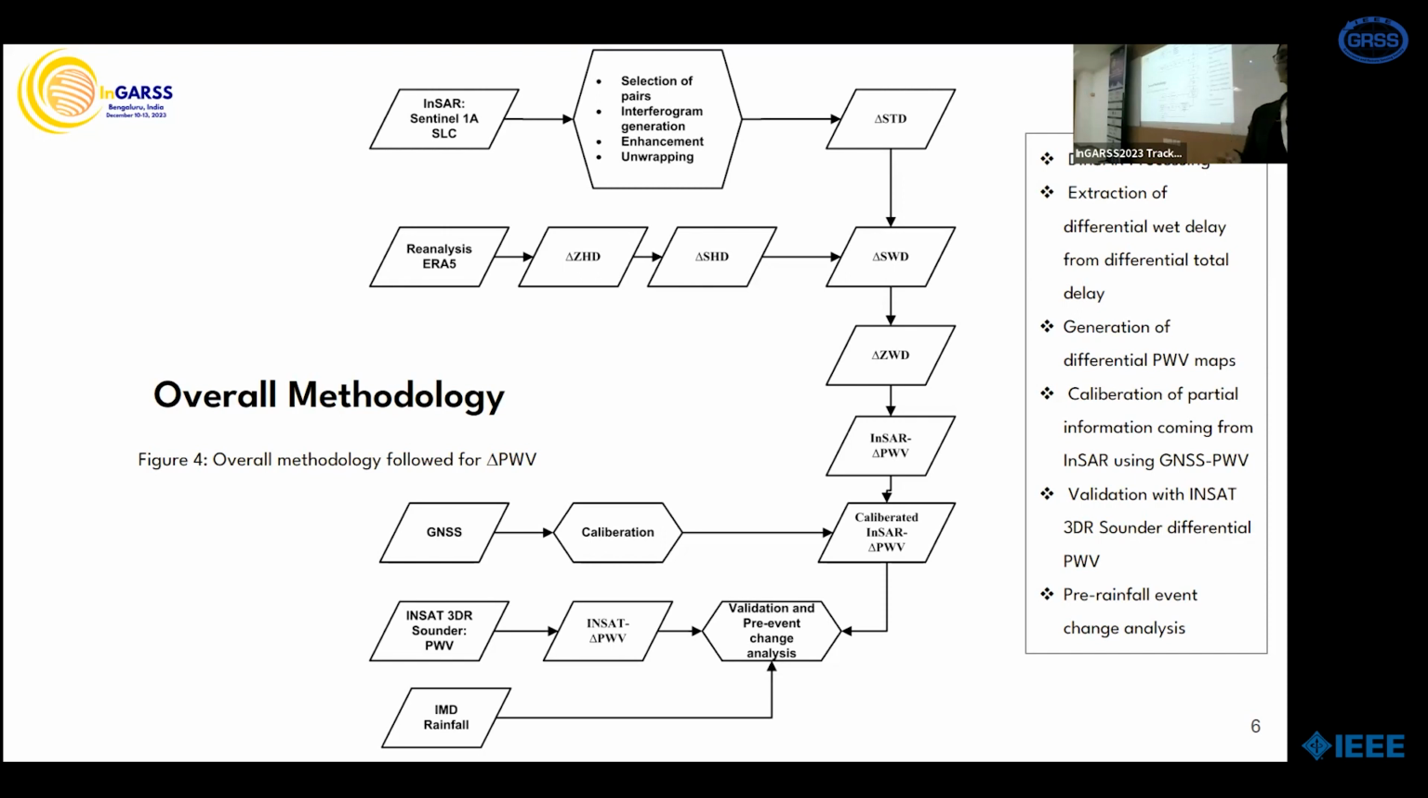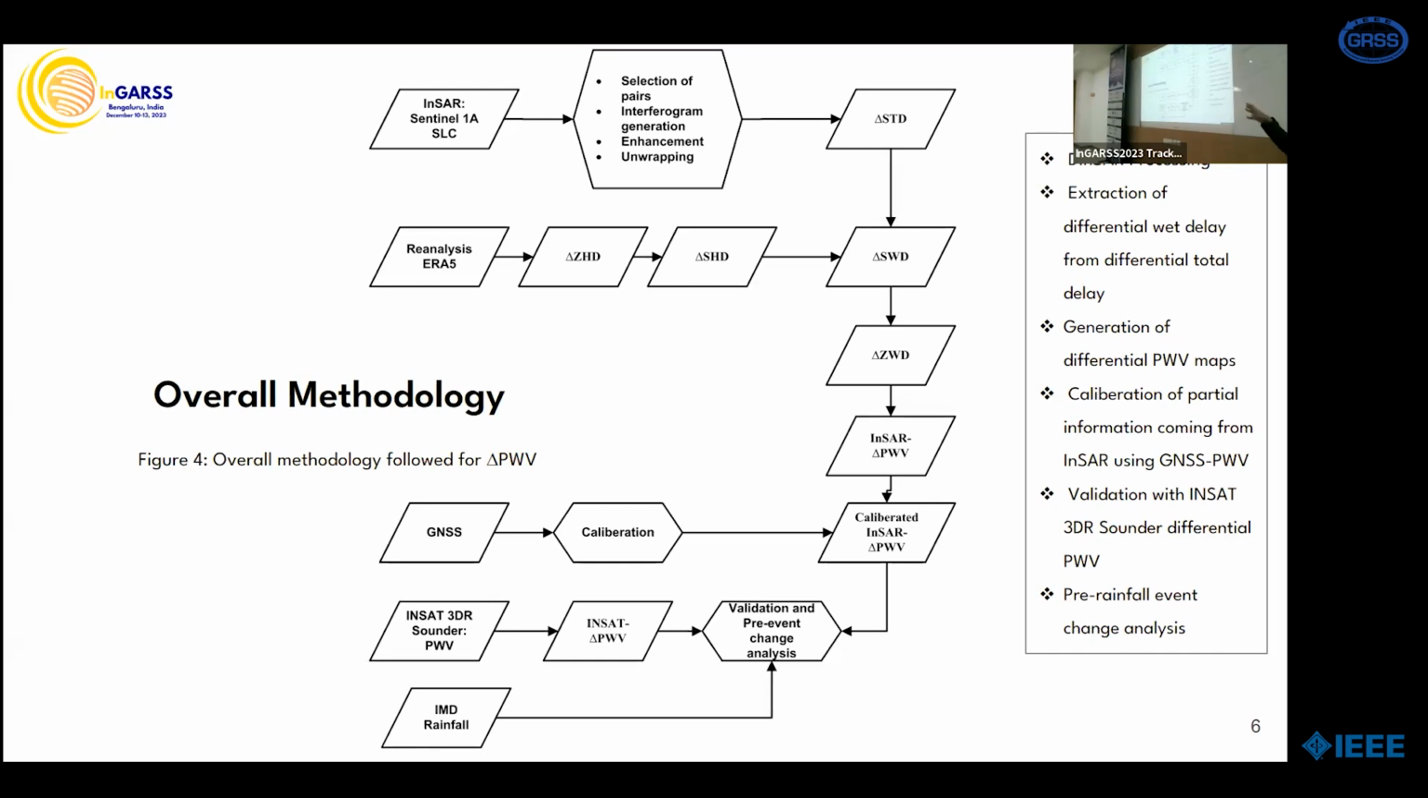The interesting thing about InSAR differential PWV is that it gives us only partial information. It is not full, because the unwrapping of the interferogram has introduced some unknown bias. So we either have to calibrate it using other measurements to get the real information, or use some models to bring us to the full atmospheric information. I'm using the calibration method, so the InSAR differential PWV is calibrated using data from GNSS.